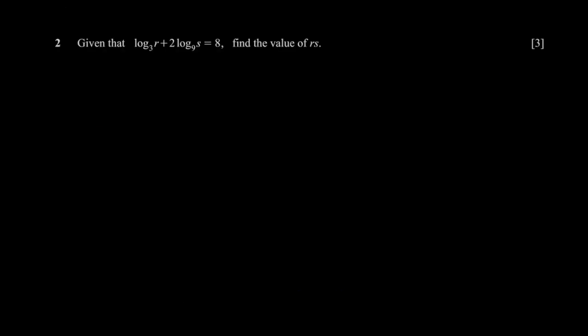All right, then question 2, which is a logarithm question. Given that log base 3 of r plus 2 log base 9 of s is equal to 8, find the value of r times s. Well, the first thing we should notice here is we've got 2 different bases, a base of 3 and a base of 9. So we're going to need to change one of these logarithms into a different base. We either change log base 3 into a log base 9, or we change log base 9 into log base 3. And generally speaking, guys, it's easier to go from a higher base to a lower base. So I'm going to choose to change log base 9.